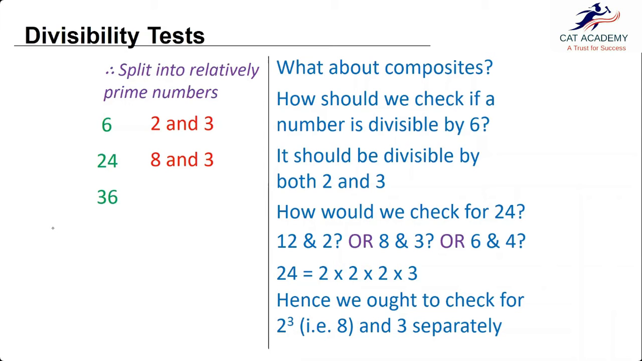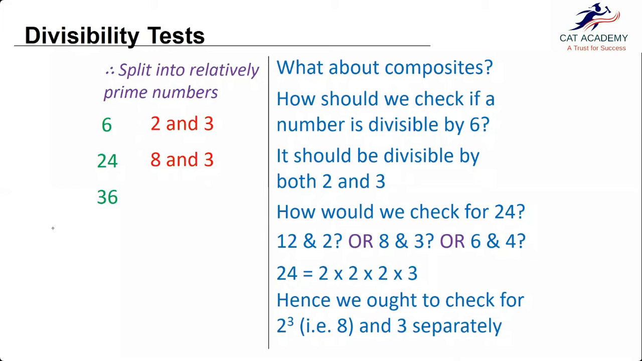Nine and 2. Samath, 9 2s are 36. So how is that split of 36? I don't need the numbers necessarily prime. The numbers can be composite also. Just that they should not have a common factor within them.